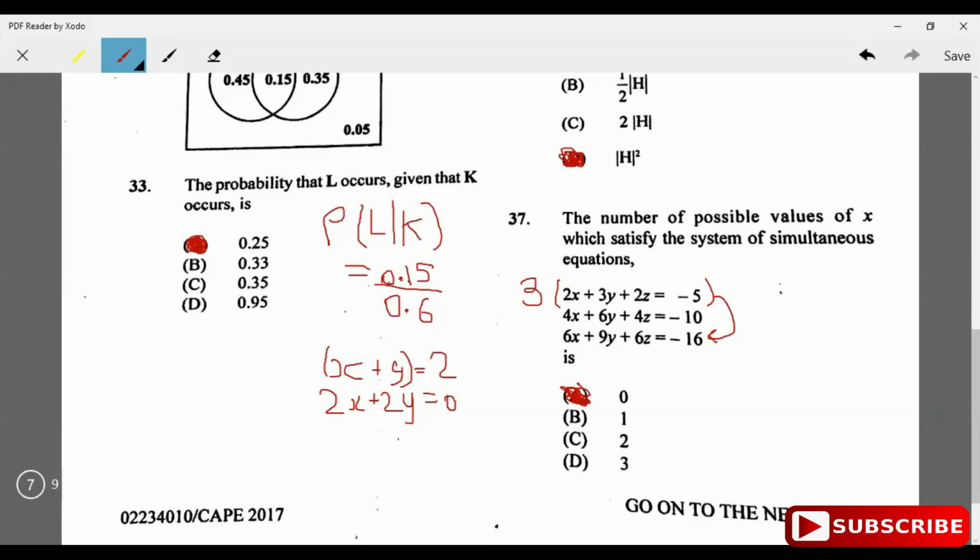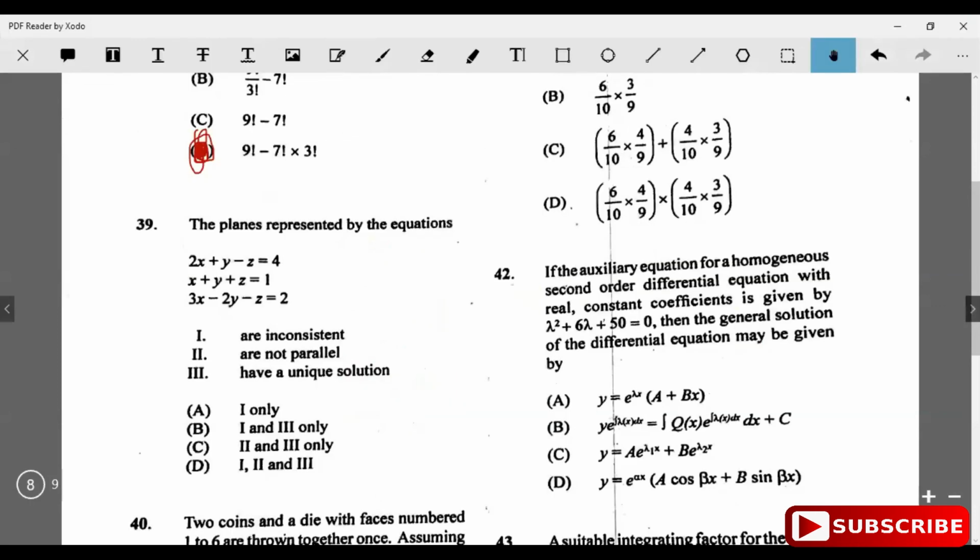Now this next one, we don't know if it makes sense, so we have to go find out. It gives me 2x plus y minus z equal 4, x plus y plus z equal 1, and 3x minus 2y minus z equal 2.